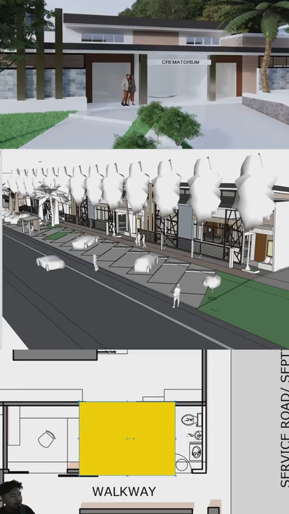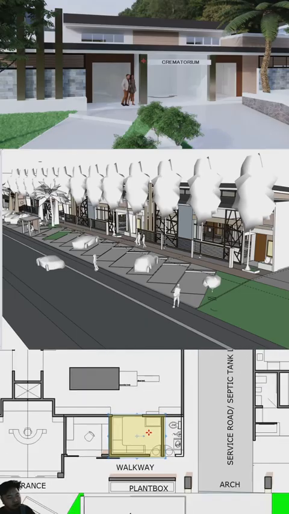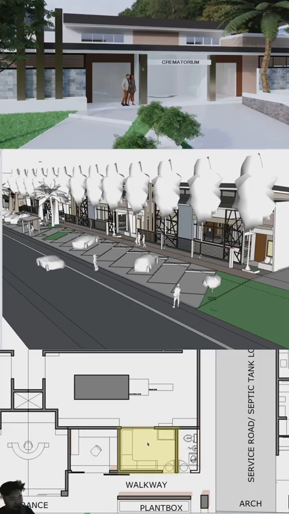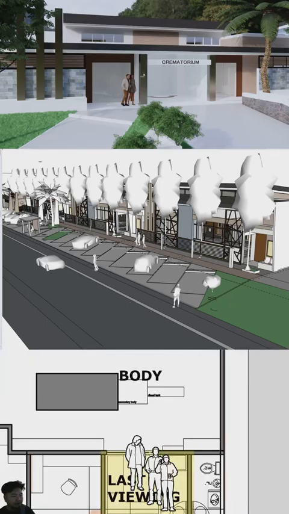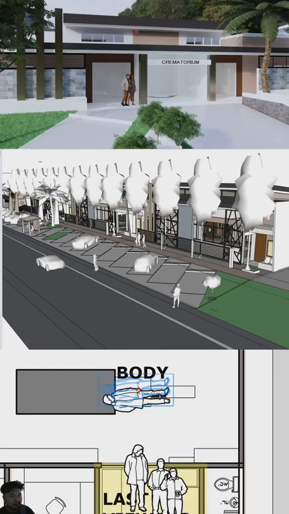So when people want to see the family member for the last time, they go inside this viewing room, or we call it the last view. They put the body here, okay, before it gets cremated inside.